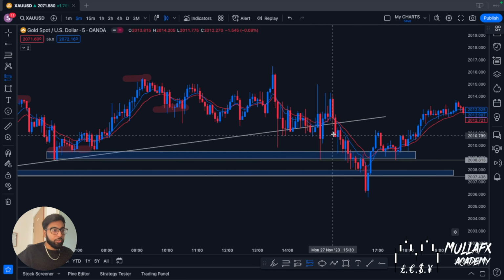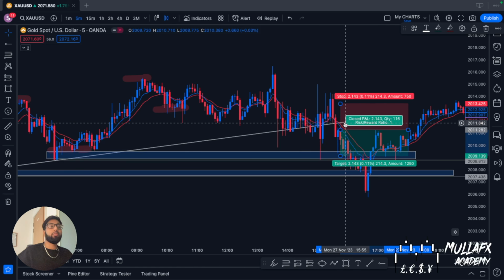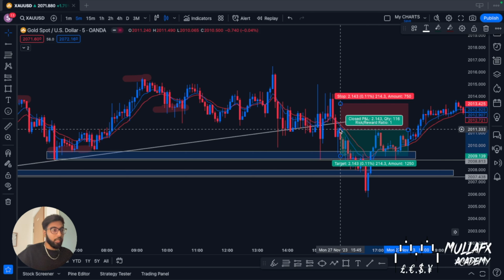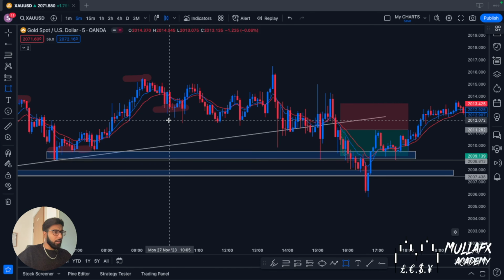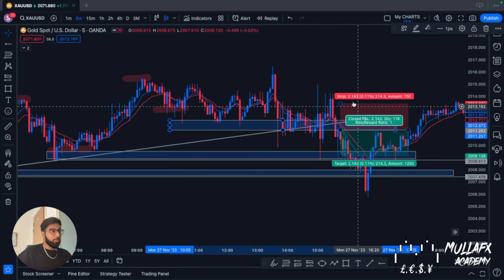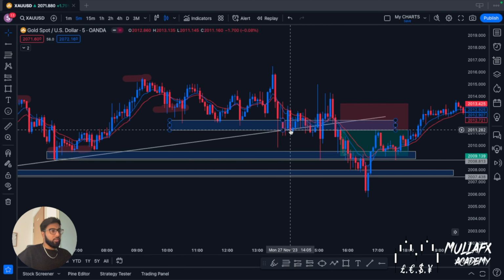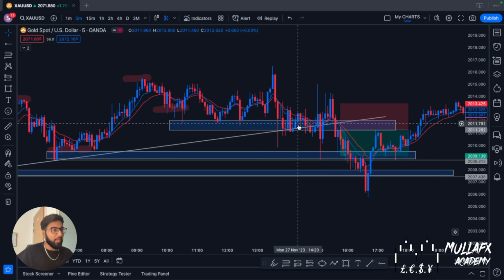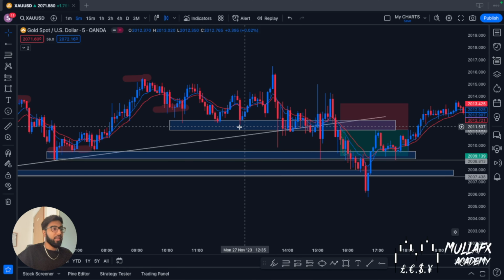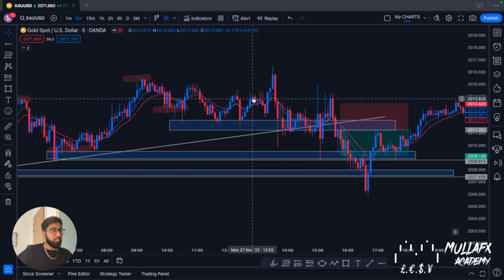I want to place a trade. I'm interested in this area because it retraced to our trend line, and it also retraced to our area of support. If I just explain, the reason why this is an area of support is because price has a lot of wicks in here, and every time price got here, it rejects.